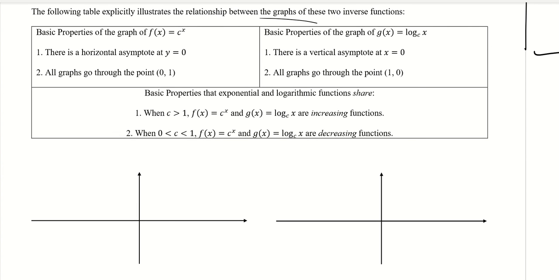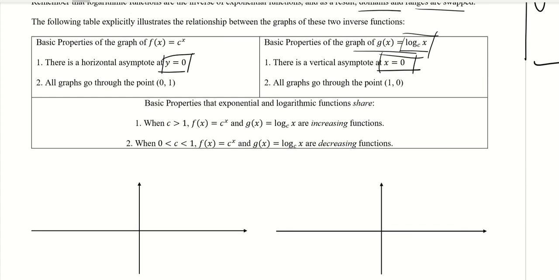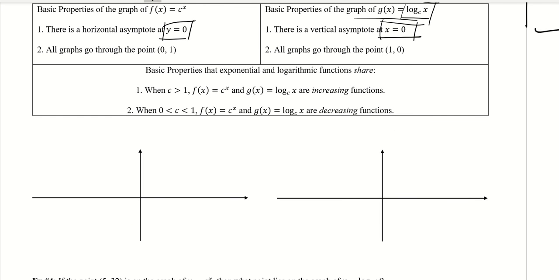The basic property of our exponential functions is that there is a horizontal asymptote at y equals 0. Conversely, the basic property for the graph of your basic logarithmic function is that there's a vertical asymptote. Rather than a horizontal asymptote that we have for exponential functions, we have a vertical, up-down asymptote at x equals 0, which makes sense, right? We would swap domain and range, and we would swap asymptotes from horizontal to vertical, because everything that was usually associated with y will now be associated with x.